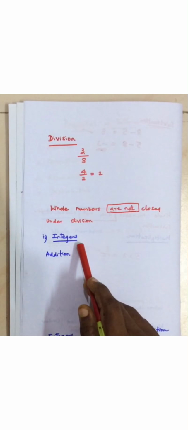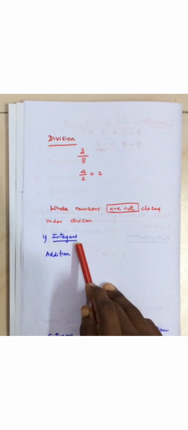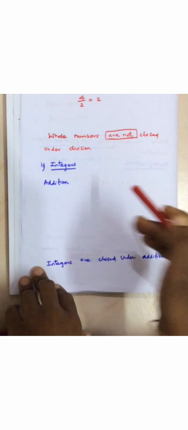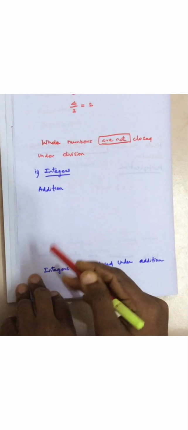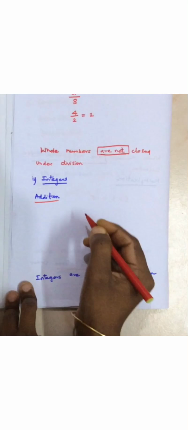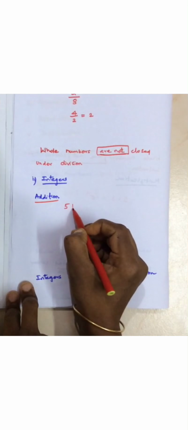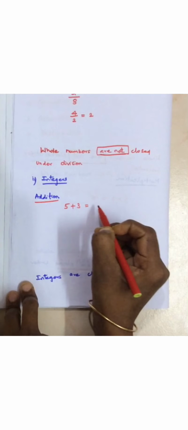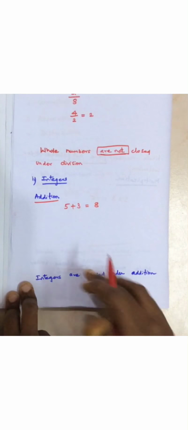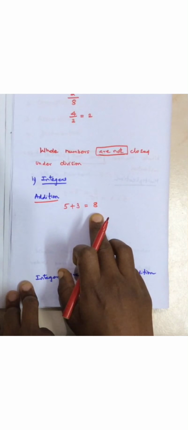Next we are going for integers. As we have seen in the last class, integers include 0, positive integers and negative integers. We start with addition of two integers. If you take 5 as an integer and add 3, another integer, you will get the answer 8. So 5 is an integer, 3 is an integer and 8 is also an integer.